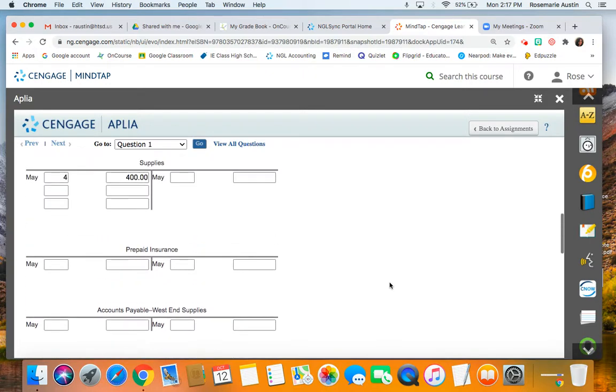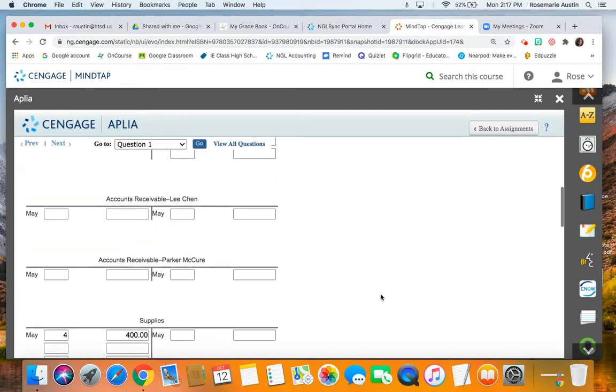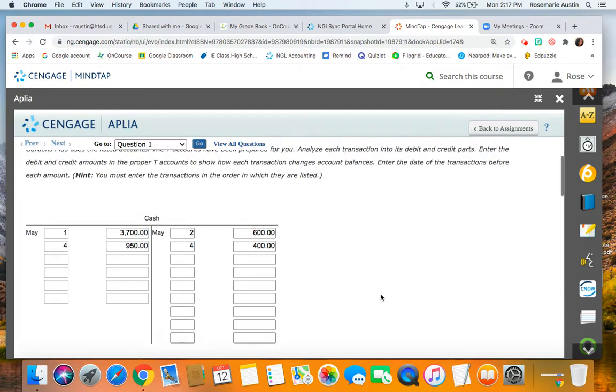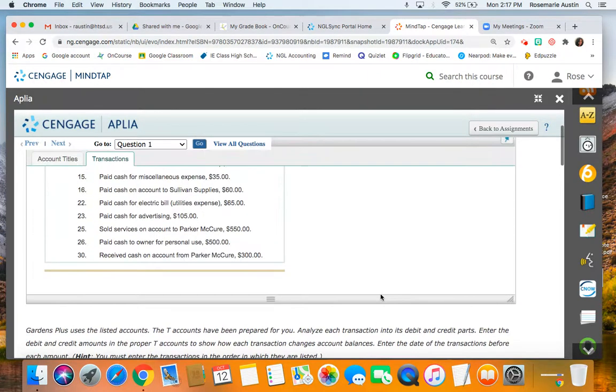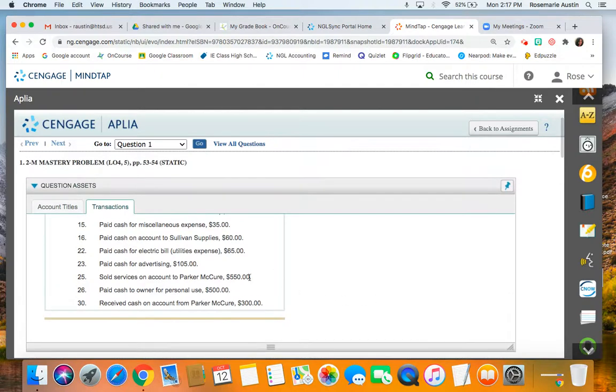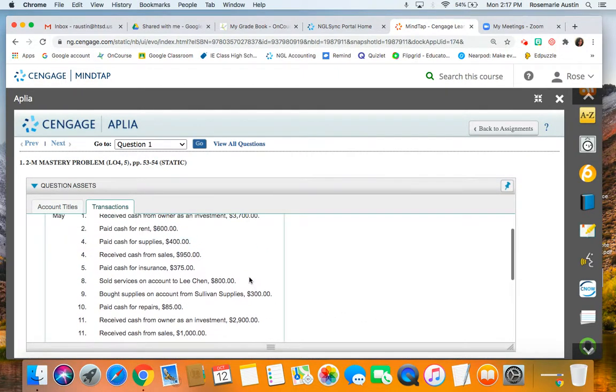Accounts payables and accounts receivables can be either or, and we'll see examples of that shortly. But insurance and supplies, always on the debit side, never on the credit side. And cash, again, just like accounts payable and accounts receivable, can be on both sides. All right. So let's see where we are. So May 4th and 4th, we did both of those.